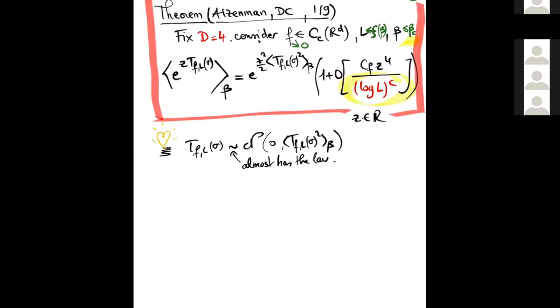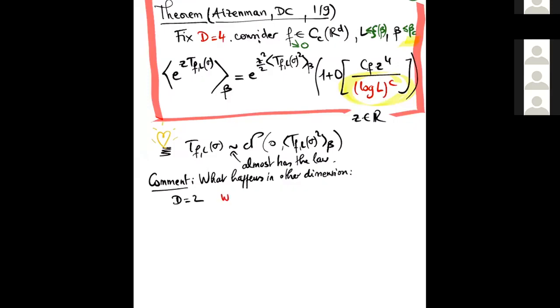So let me comment a little bit on the history of this theorem, and in particular what happens in other dimensions. I'm not going to discuss dimension one because it's trivial. So let's start with dimension two. And in dimension two, I should say this theorem is wrong.